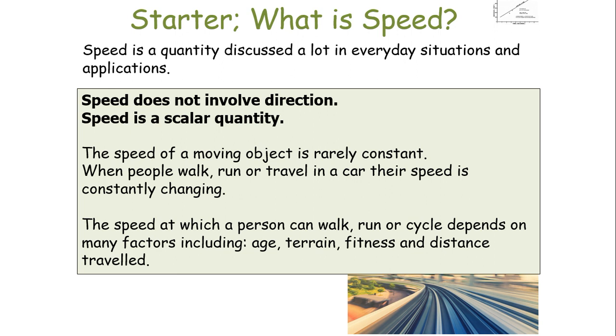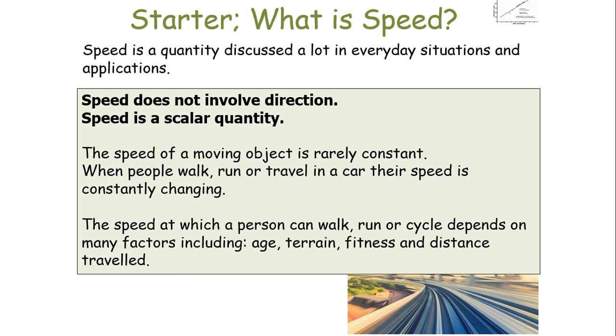So, speed is a quantity discussed a lot in everyday situations. Now, speed does not involve direction. Speed is in fact a scalar quantity. Now, the speed of a moving object is rarely constant because when people walk or run or travel in a car, their speed is constantly changing.